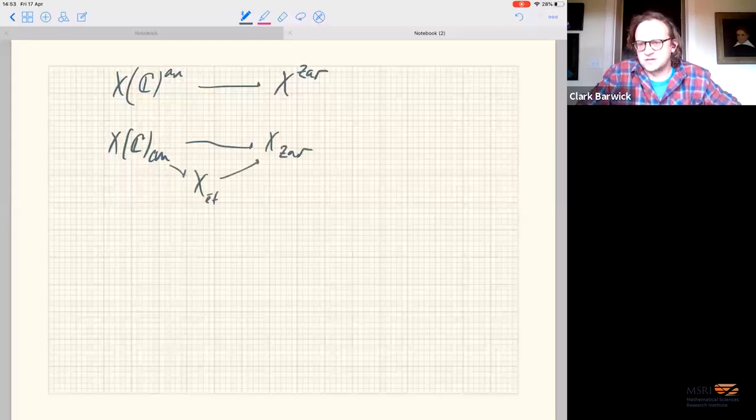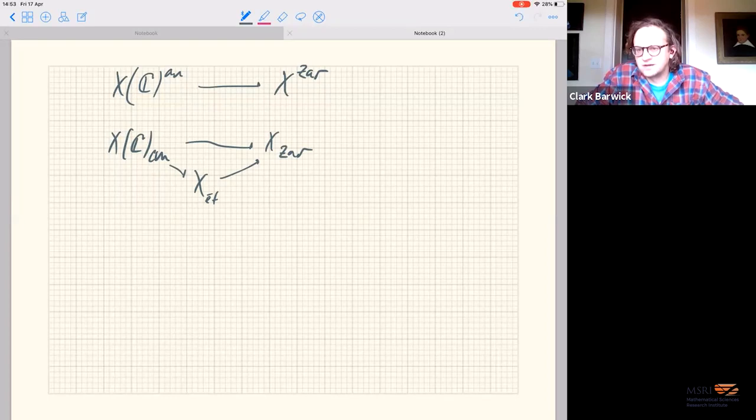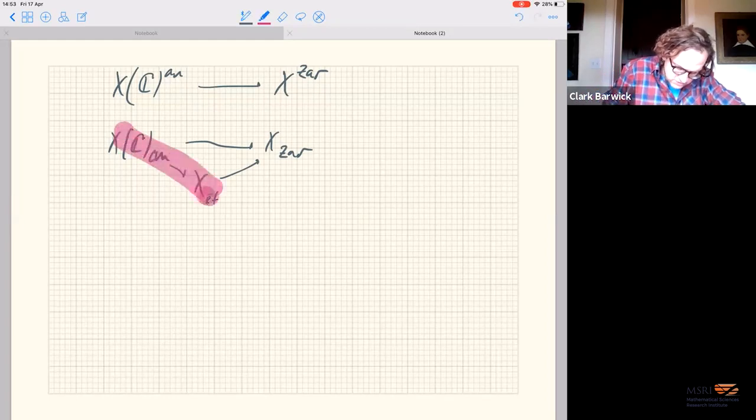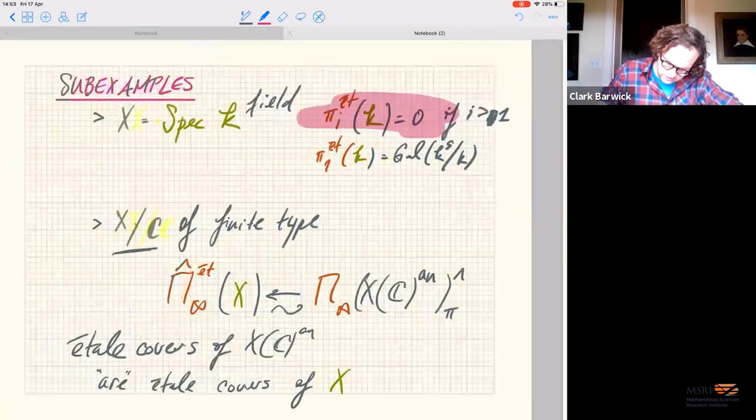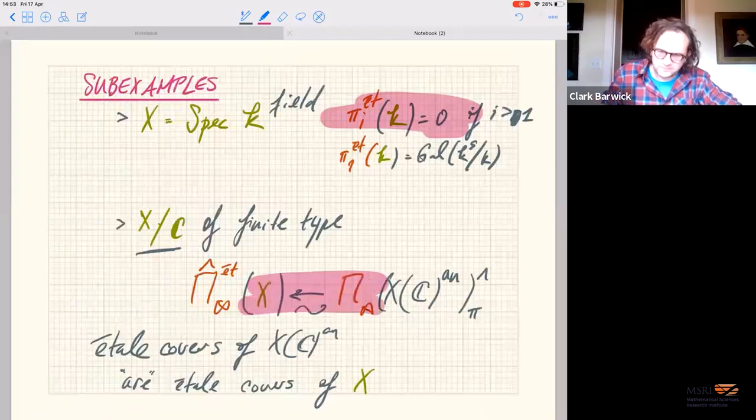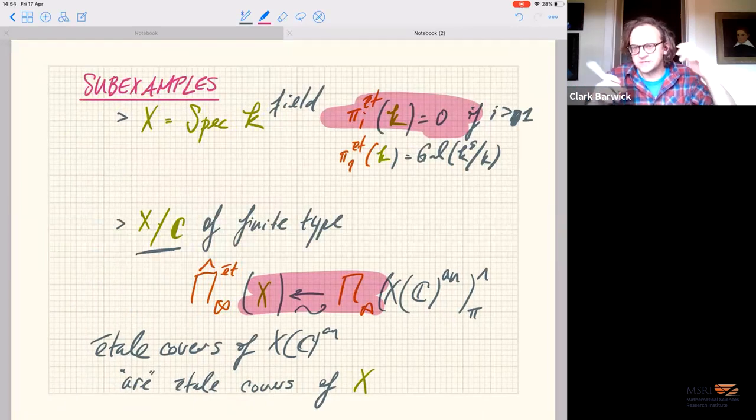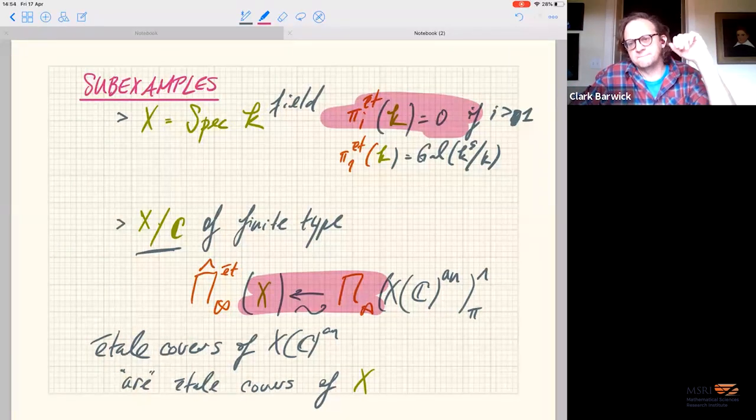This is the kind of thing that's going to become relevant for us later when we start to stratify. So we'll come back to this. But the point is that this map here is the thing that induces an equivalence, this equivalence back here on the shapes, or the homotopy types. That's the thing that I wanted to say.